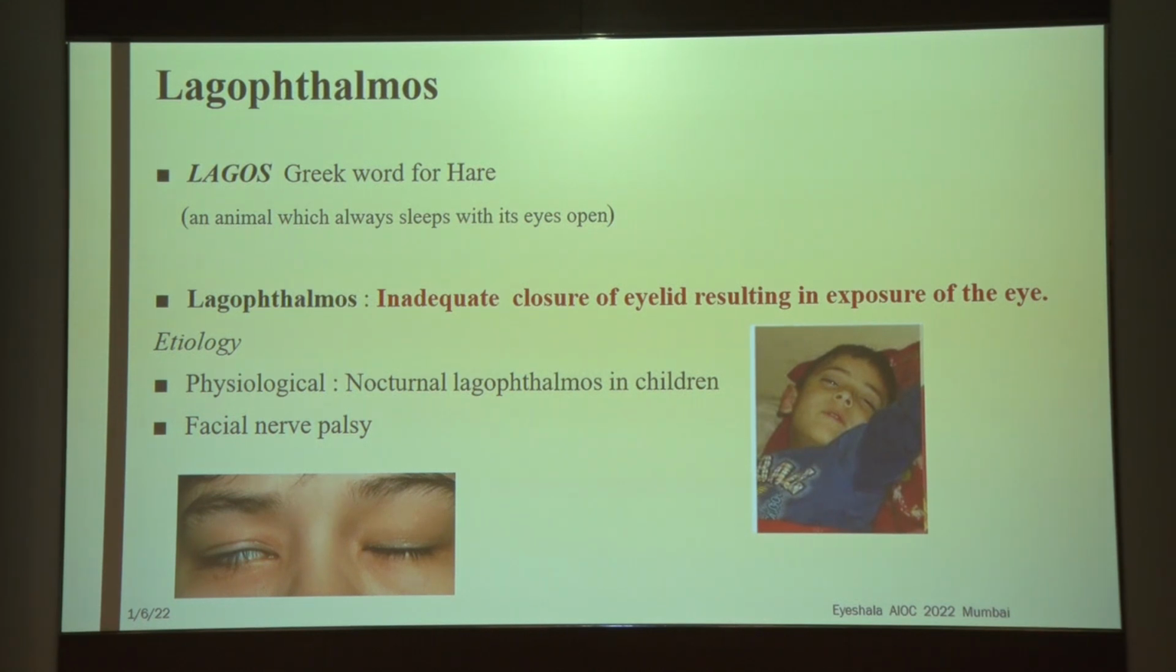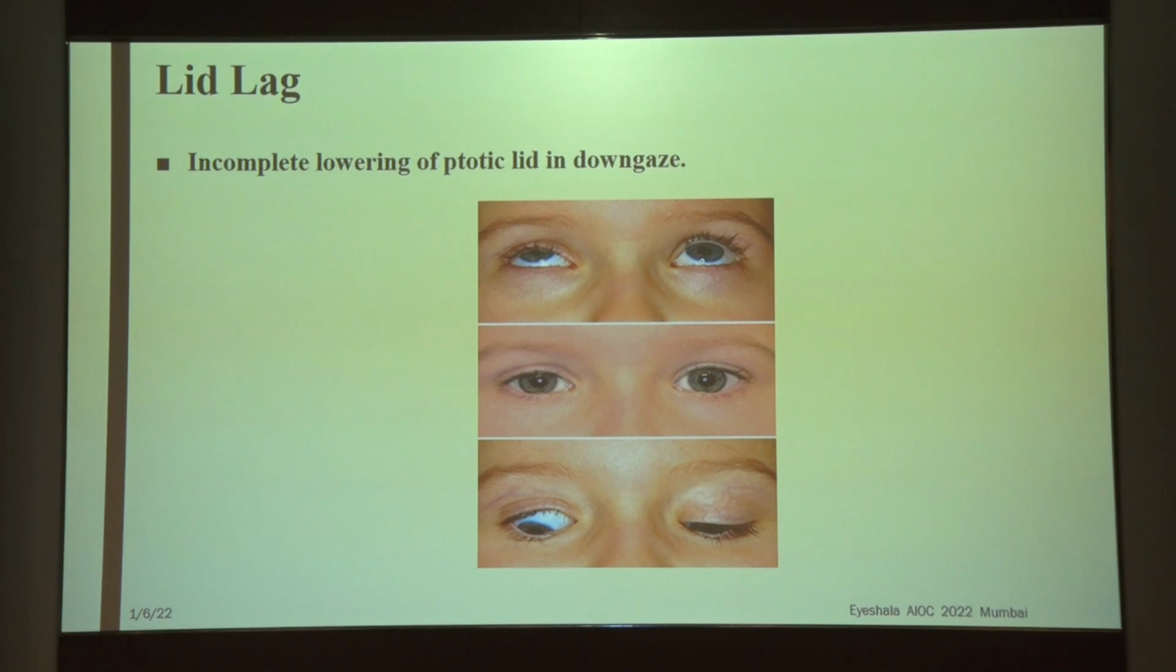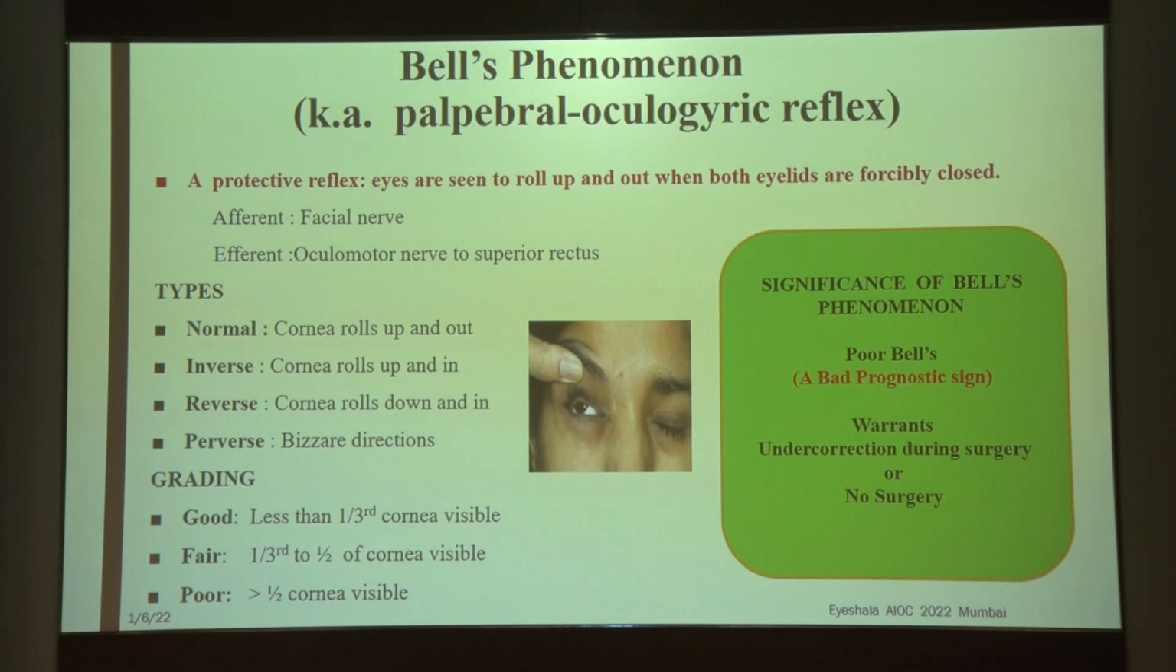And you must have seen in some cases it is physiological also, the inadequate closure, and otherwise it is facial nerve palsy. As I told you, post-op we can have lagophthalmos, so it is an important parameter which you should be careful about. Lid lag is the incomplete lowering of the ptotic lid in down gaze, more common in congenital ptosis. Bell's phenomenon, it is a protective reflex.